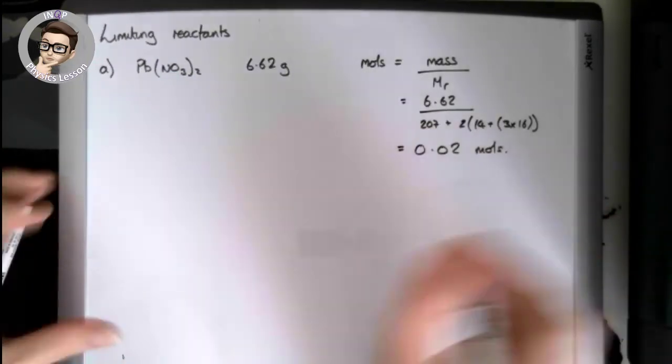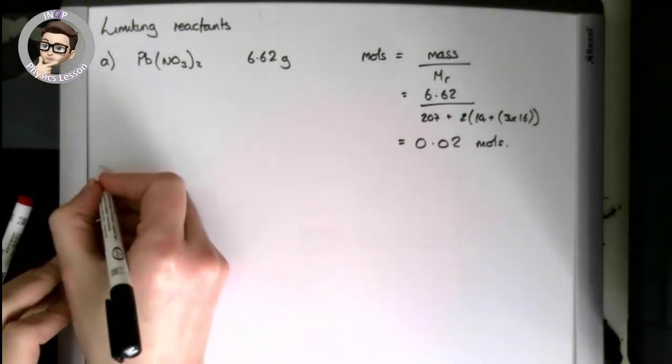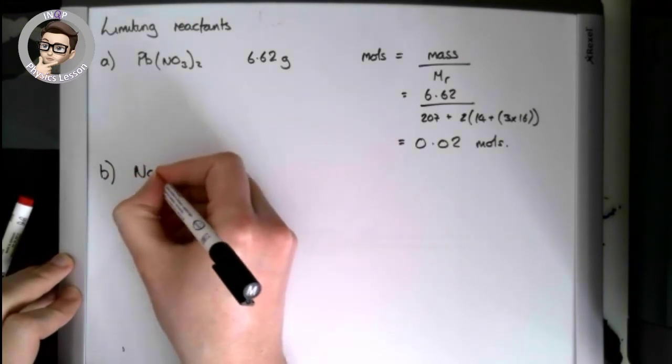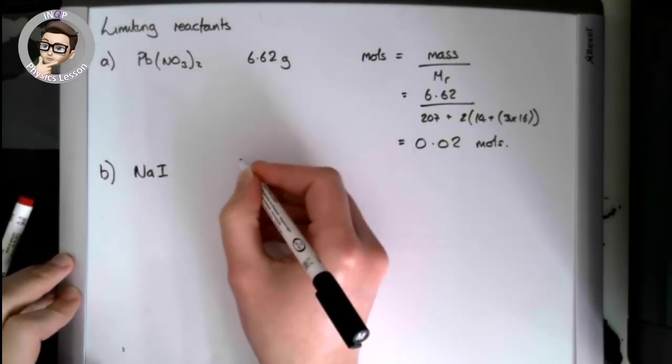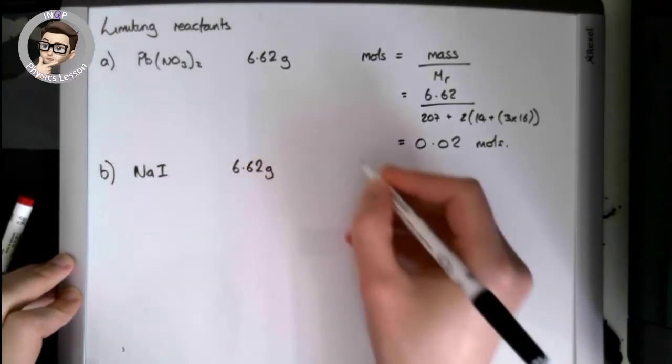If you've got that correct, give it a tick. Well done. That's really good. Good start. Okay, part B then. Want to do the same this time for sodium iodide. And I know, again, I've got 6.62 grams. We put exactly the same in.